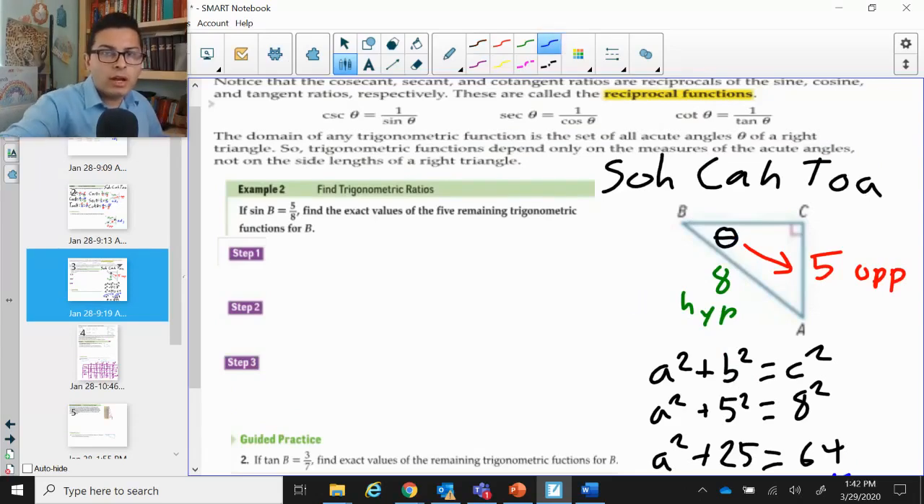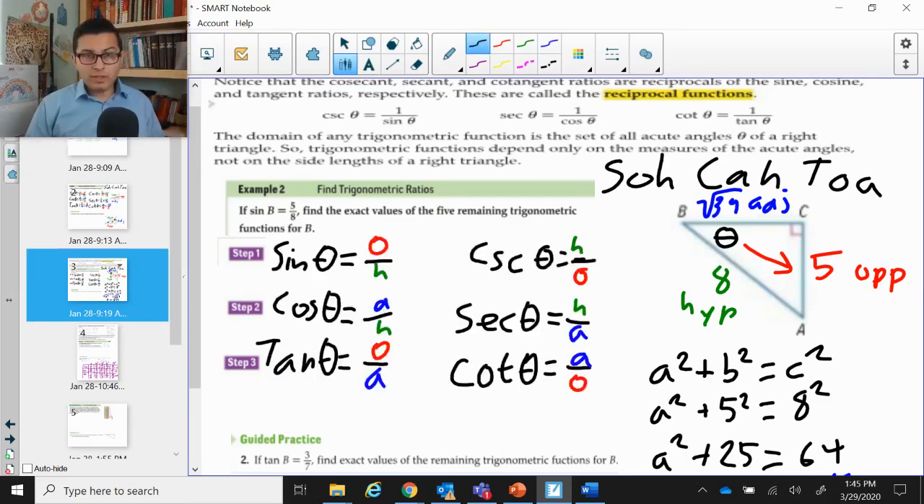Over here, our adjacent side, ADJ, that's going to be square root of 39. That's all it's going to be. That's what we're going to use for these equations, and that is okay. So let's use square root of 39 in our equations here.